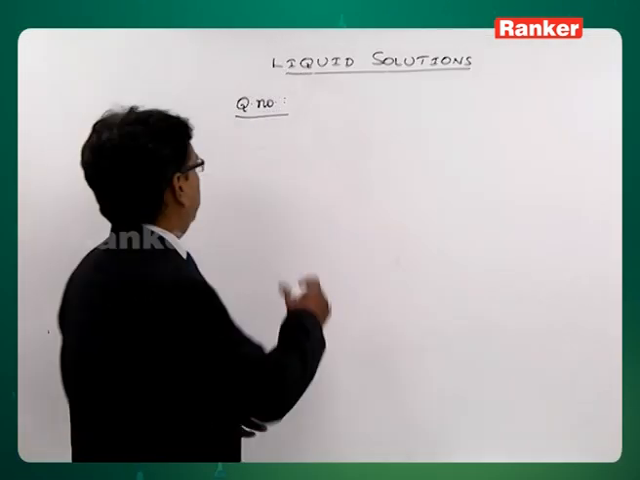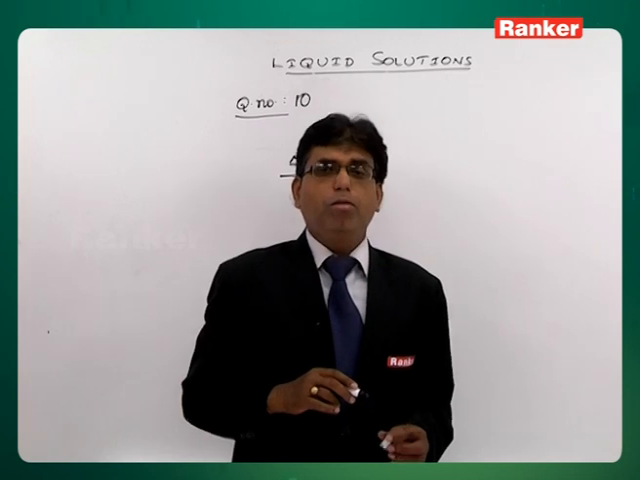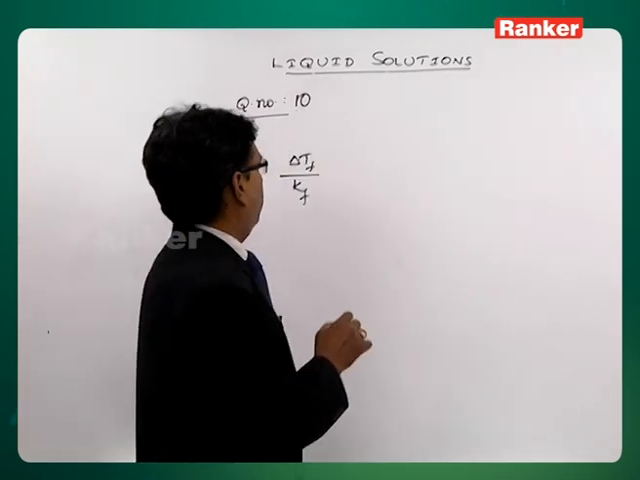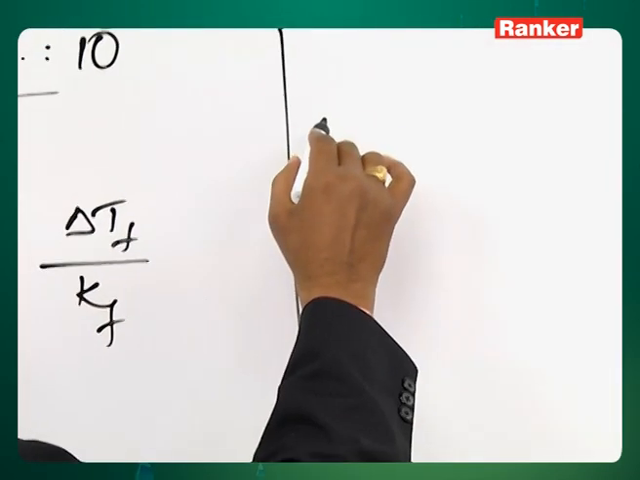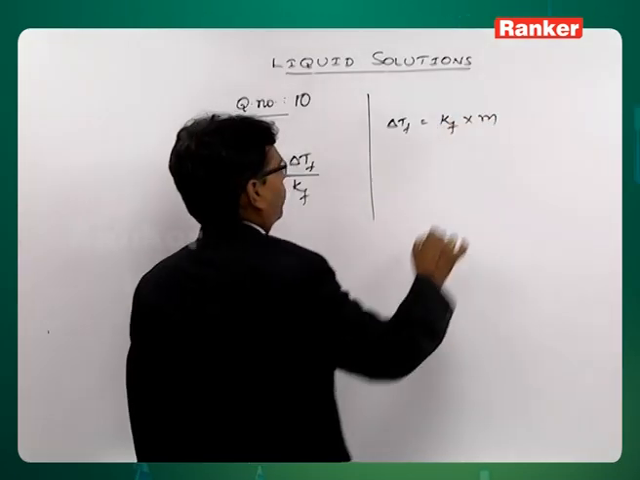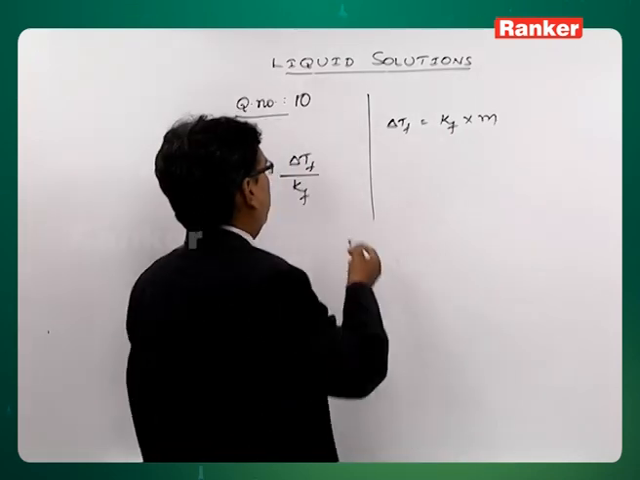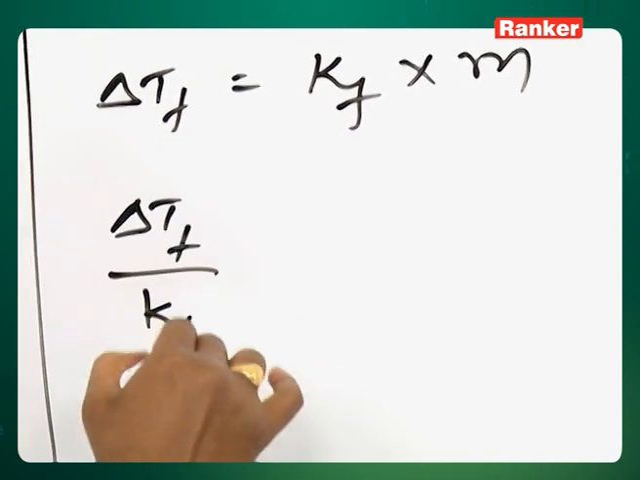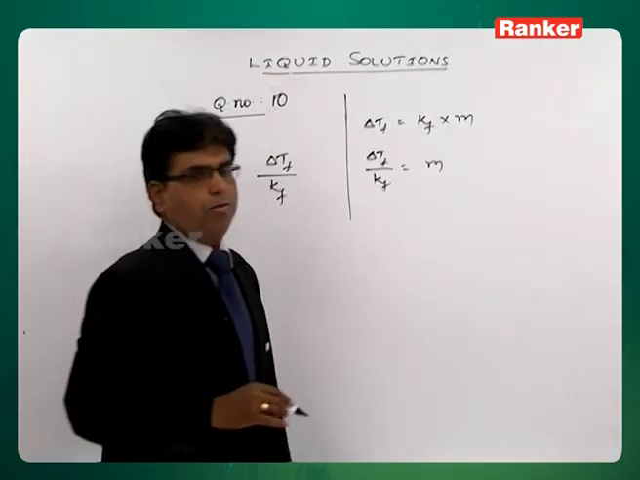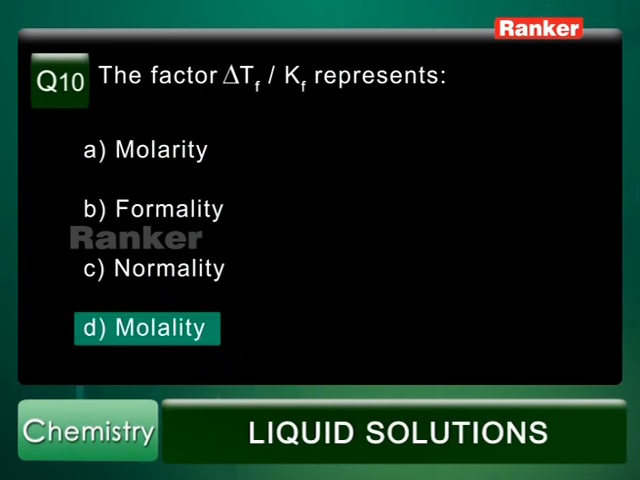Now, let us move on to question number 10. The factor delta Tf by Kf. What is delta Tf? Decrease in freezing point. What is Kf? Molal depression constant. Now, from the colligative properties, what we have learned is that delta Tf is equal to Kf into molality of solute in the solution. So, delta Tf by Kf should be equal to molality. So, it is a direct simple question that the answer is molality. So, it should be option D.